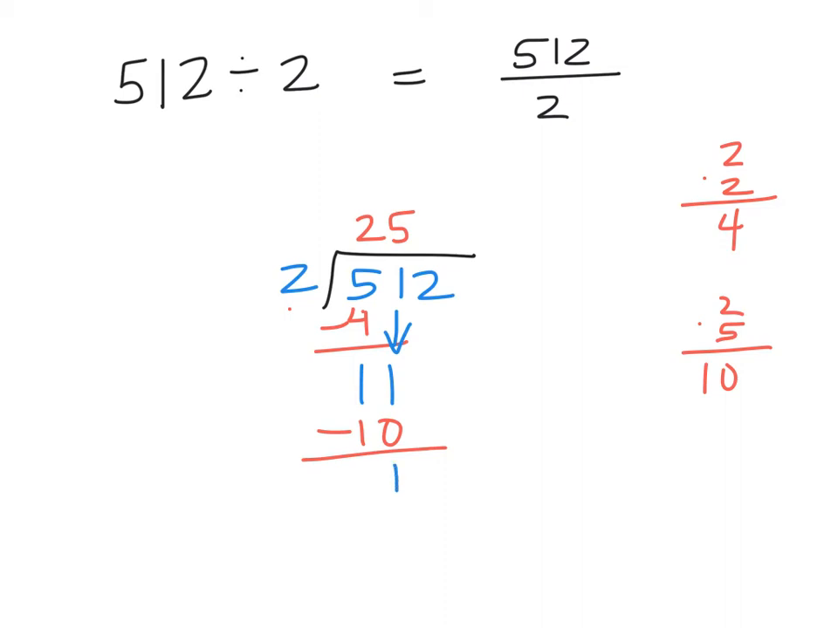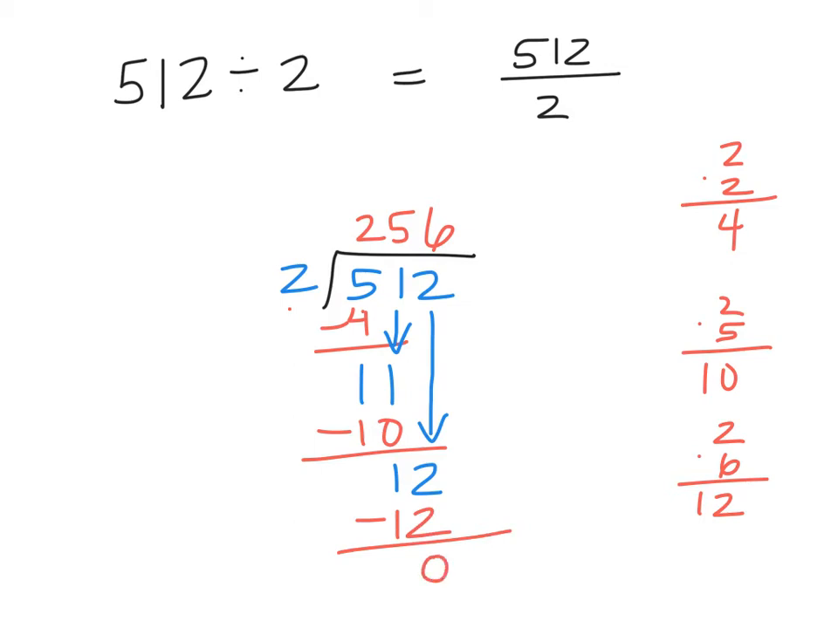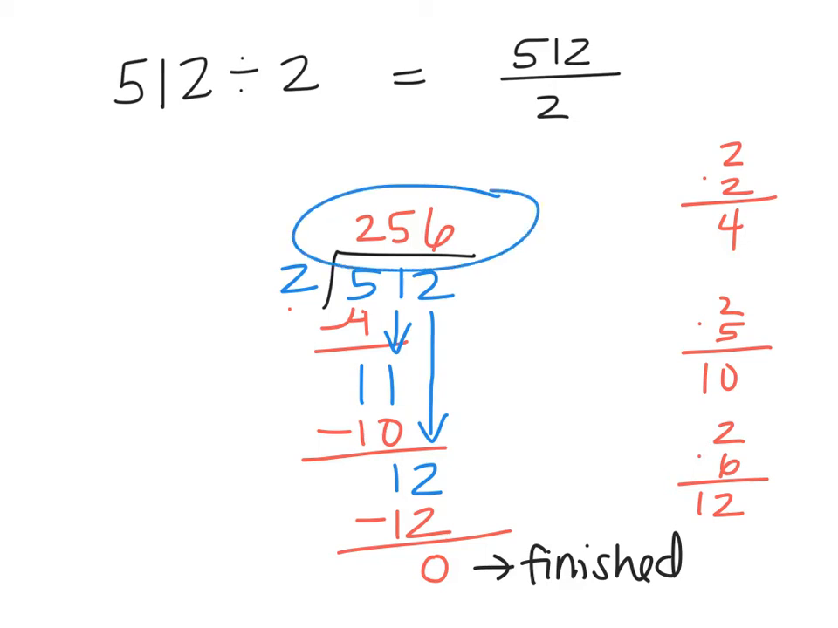Again, before we look at that, we must remember to bring down the other digit. And we have 2 and 12. So how many times can 2 go into 12? Well, that would be 6 times, because 2 times 6 is 12. And when we subtract 12, we get 0. Once we get 0 at the bottom and we have no more digits left to bring down, we know that we are finished. So my final answer to 512 divided by 2 would be this 256.